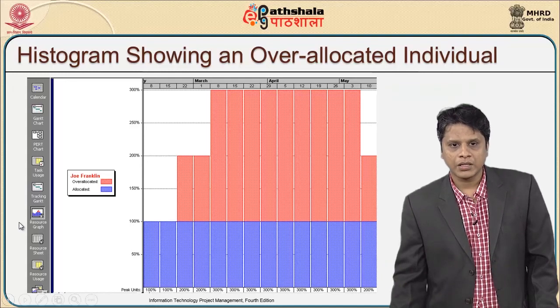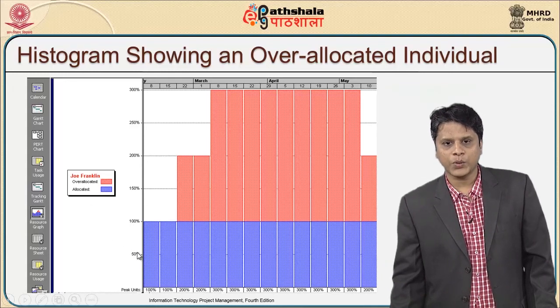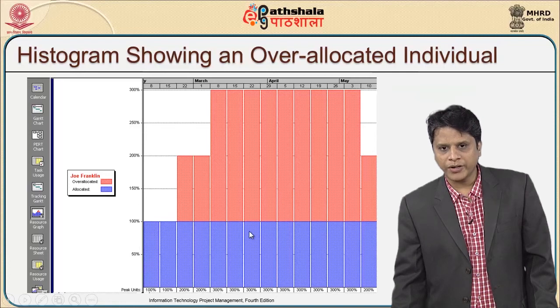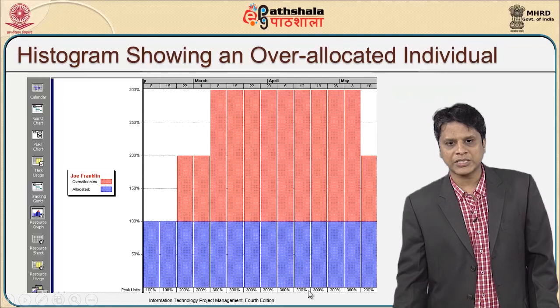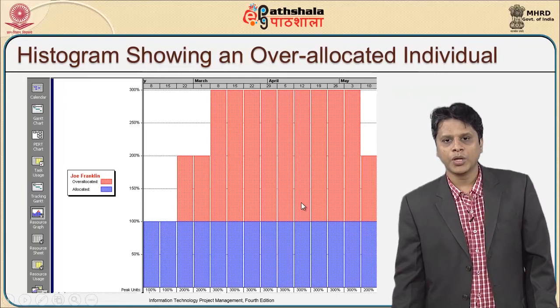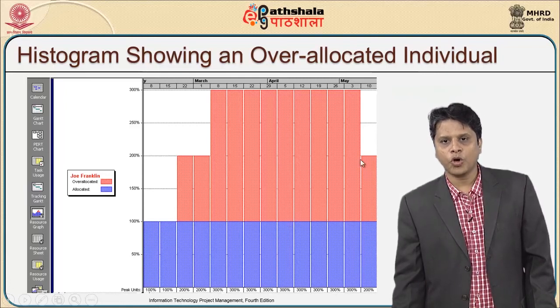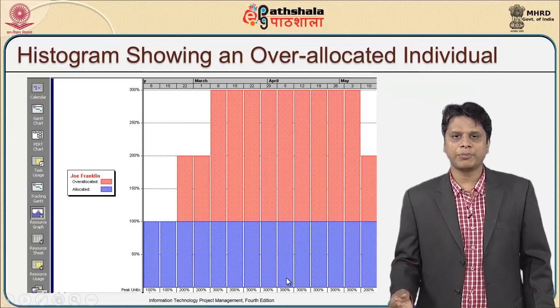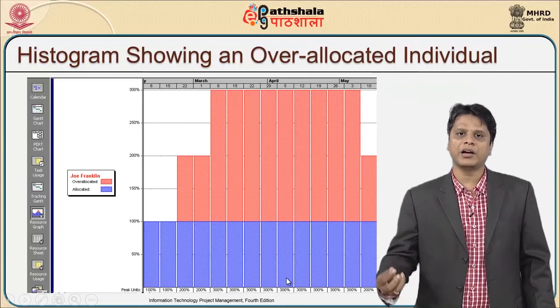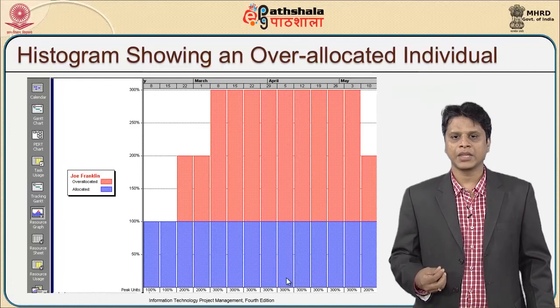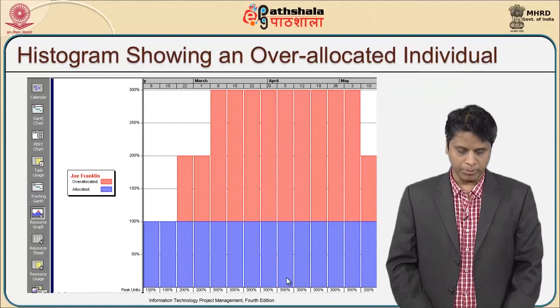So this is a sample chart where the actual number of people required for a project is only this much, indicated in blue, whereas I have allocated more people to work on this job thinking that it can happen or finish early. So this can also lead us to a problem.